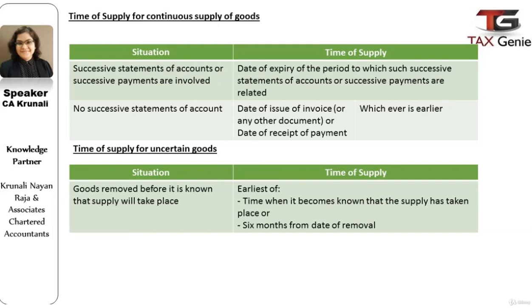What is the time of supply in case of uncertain goods? That is, goods removed before it is known that the supplies will be taking place. In this case, the time of supply would be the earliest of the time when it becomes known that the supply has taken place, or 6 months from the date of removal of goods.